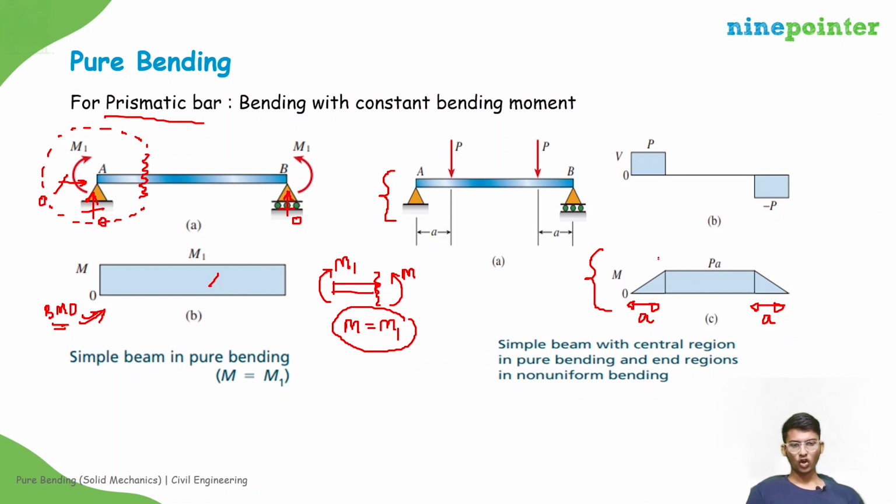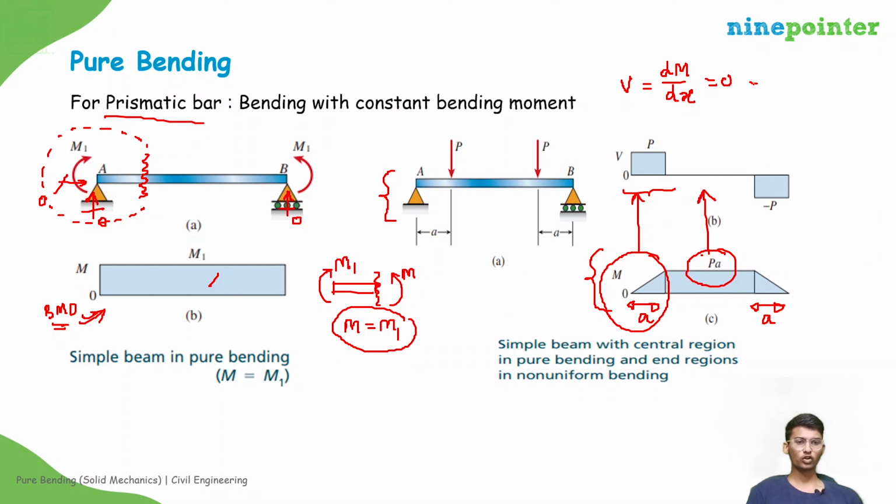If you observe the non-uniform bending moment region, the value of shear force is non-zero. At the constant bending moment region, the value of shear force is zero. That is obvious from the relationships which we use while drawing bending moment diagrams. We already know the relationship between shear force and bending moment is given by V is equal to dM by dx, right? So if M of x is constant, shear force will be equal to 0. So for the pure bending case, the value of shear force should be 0.